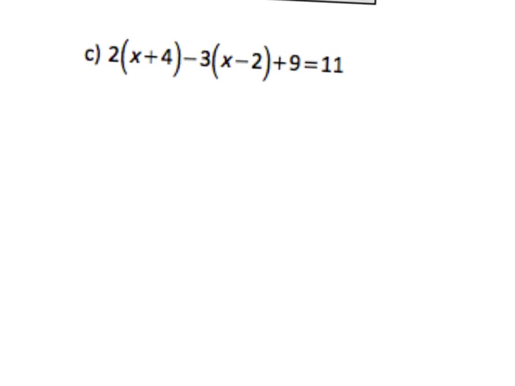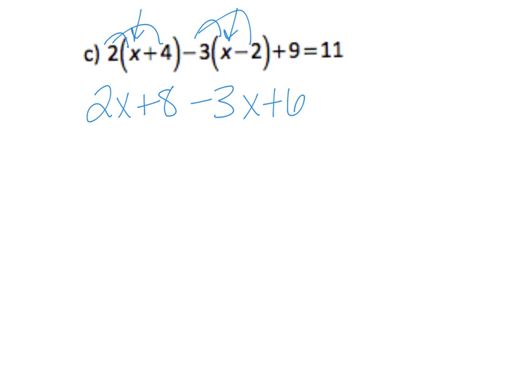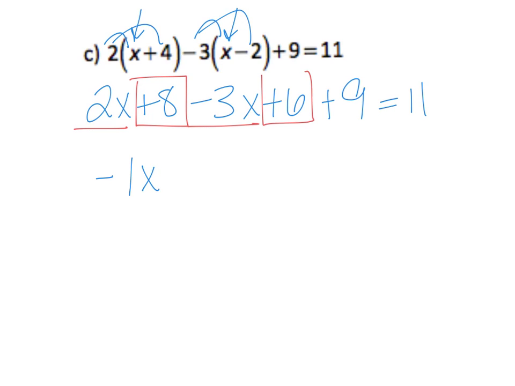And last but not least, now we've got a couple different x's. We've got an x in this first term and that one. So we can't get those by itself until we distribute the 2 and the negative 3. So we get 2x plus 8 minus 3x plus 6, because negative times negative makes it positive, plus 9 equals 11. Now I'm going to combine my like terms. 2x and negative 3x gives me negative 1x. And then I have positive 8, positive 6, positive 9. 8 plus 6 is 14, and then plus 9 is 23.